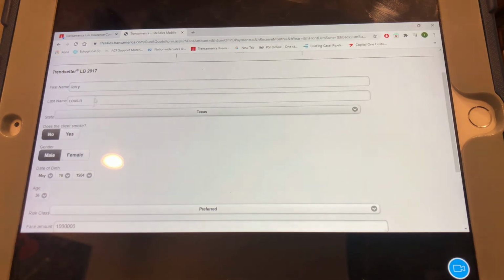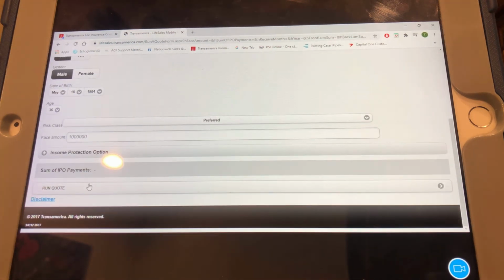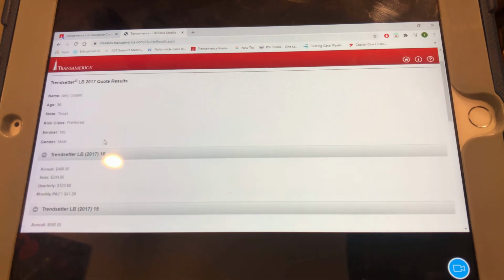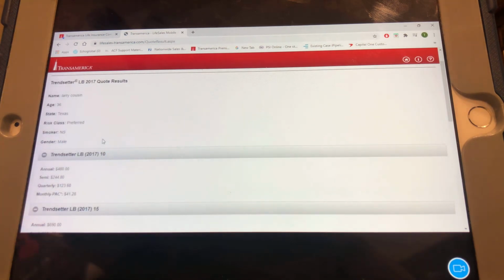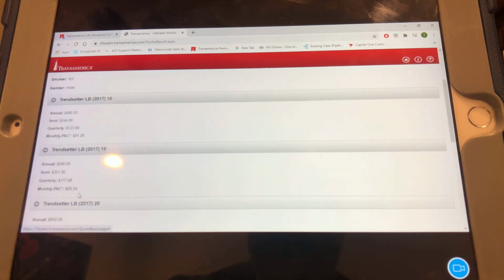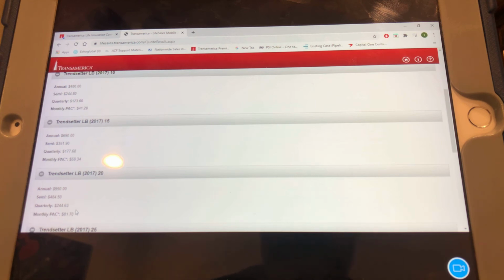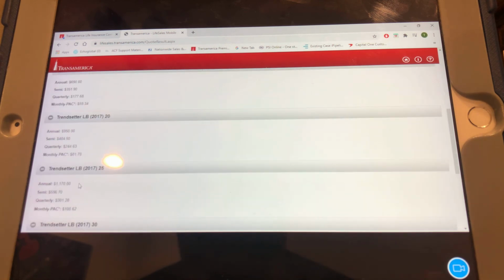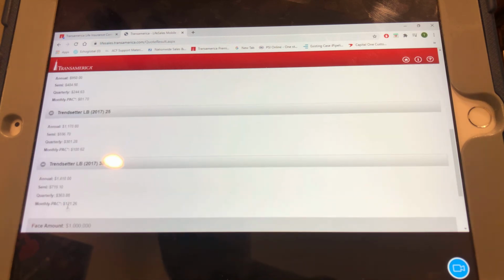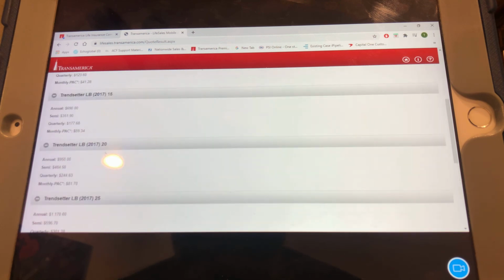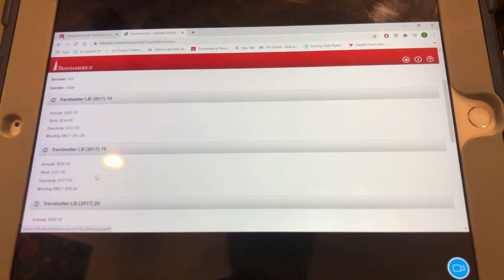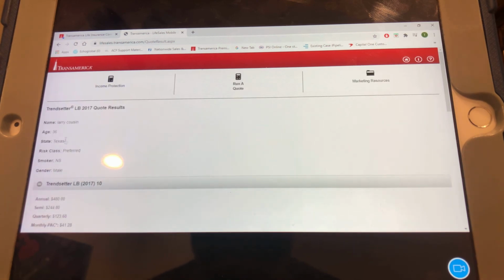That's all you do. You literally just do that, and then you hit run quote. All right. So for him, $1 million, $41 a month for a 10-year. For a 15-year, $59. A 20-year, $81. $100 for 25, and then $121 for 30 years. That's actually not bad with living benefits. So if he gets critically, chronically, or terminally ill, he has access up to 90%. I just put him at preferred and put $1 million on him.